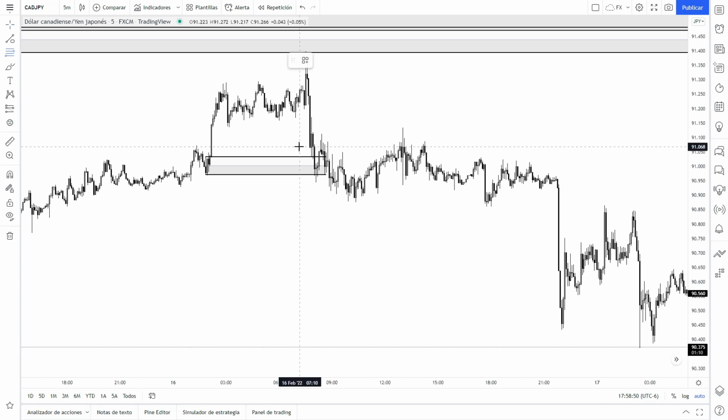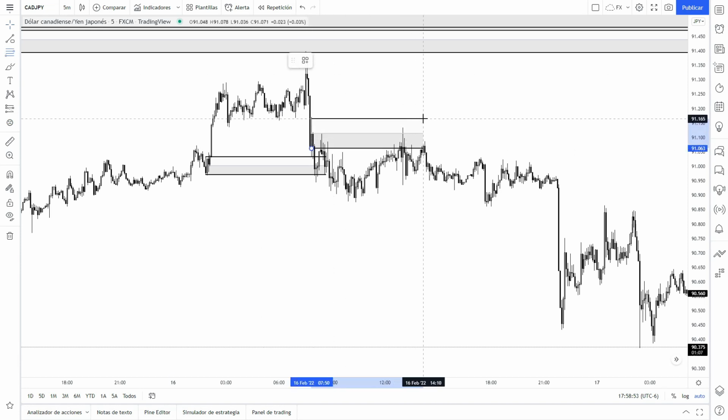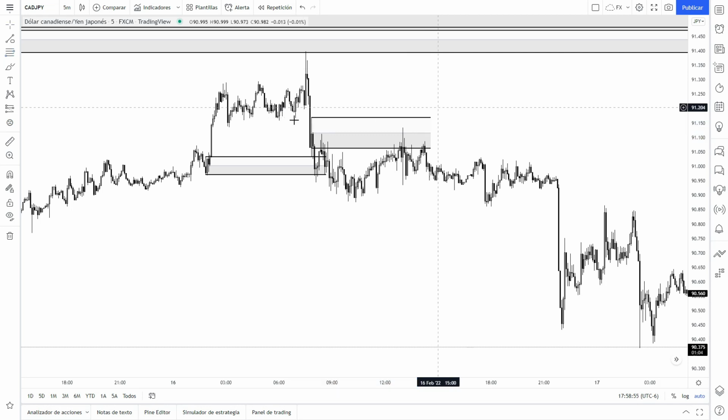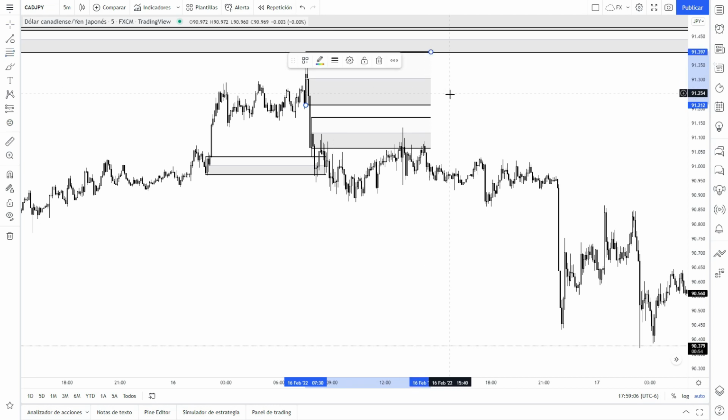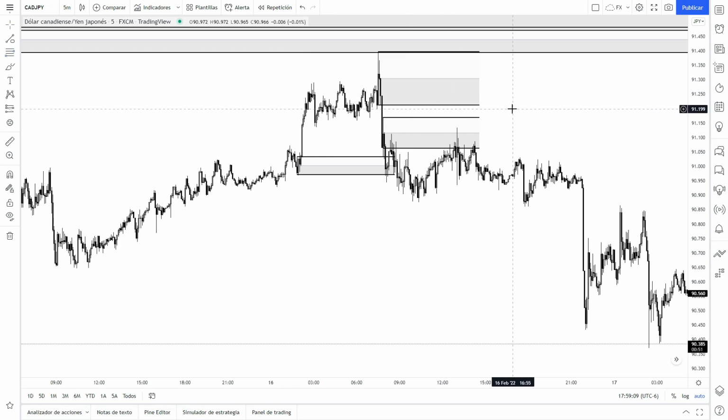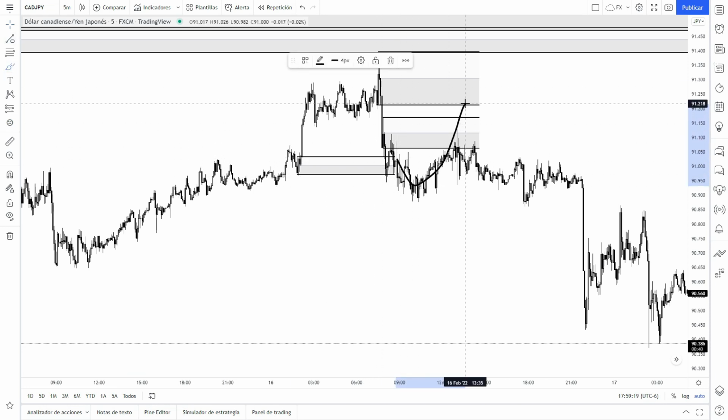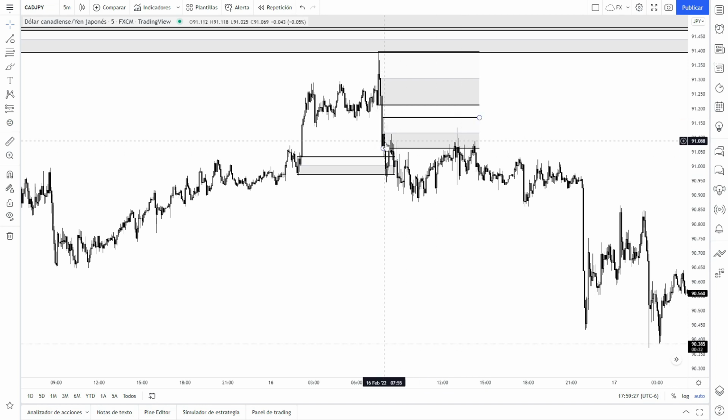And here is where things get interesting, because you can use either your CP levels. See that we have these CP levels, but we also have the origin of the move up here. If you backtest this, you will find out that these CP levels will not work, and many times the price will go to the origin of the move. But do your homework, backtest this, and if you feel comfortable taking those levels, it's fine.